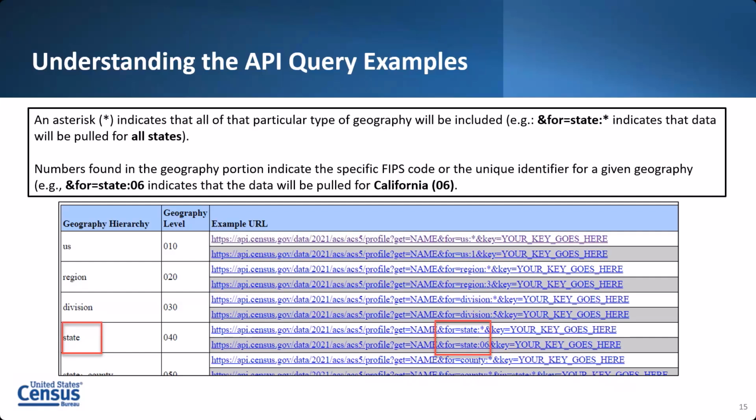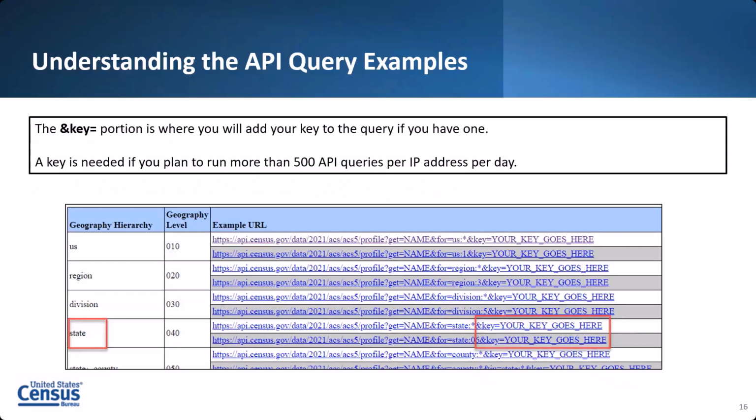The last portion of this example URL I wanted to mention was where you would add a key if you have one. It just comes after the ampersand key equals portion. You would add in your key at the end of the query there. Again, you will notice when I run my queries through my browser today, I'm not going to be using a key because I'm not going to be hitting that limit of 500 queries today.